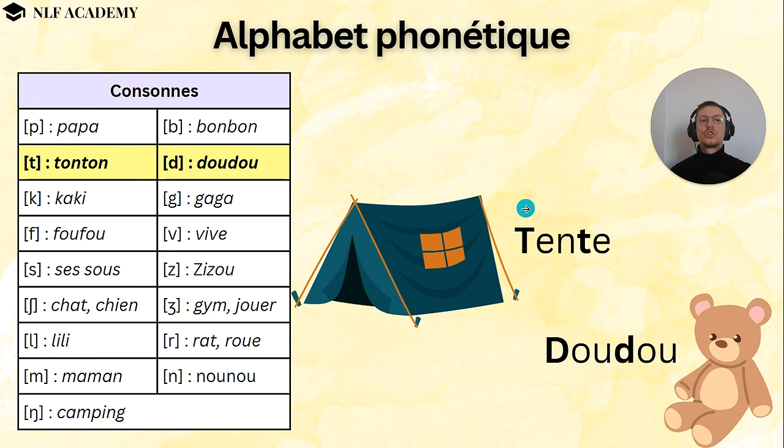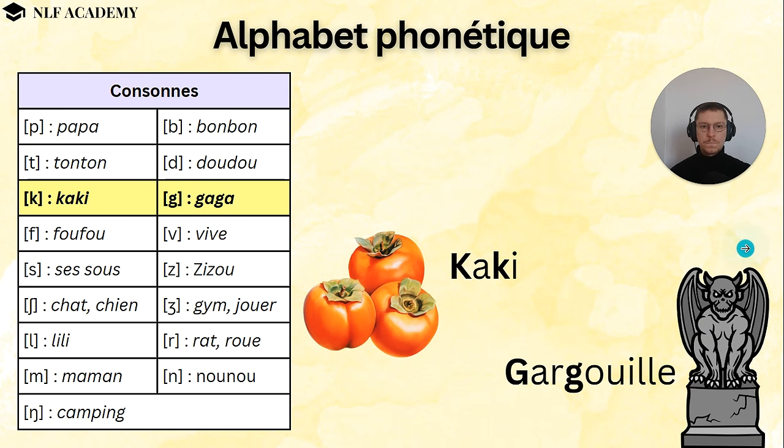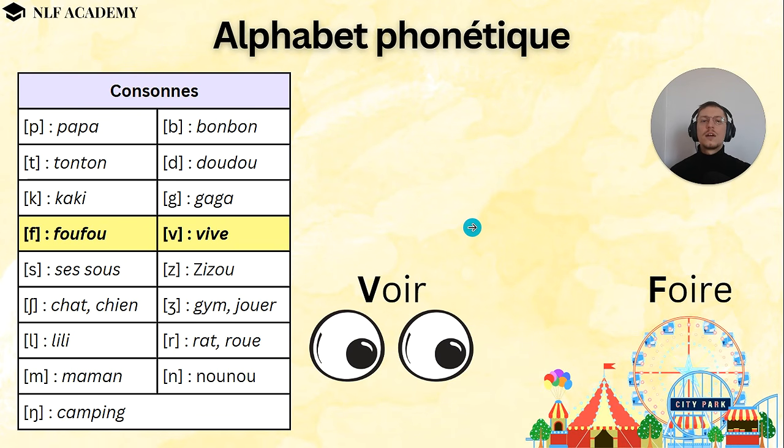T comme tante. Tante. D comme doudou. Doudou. Très bien. K comme kaki. Kaki. G comme gargouille. Gargouille. V comme voir. Voir. F comme foire. Foire.